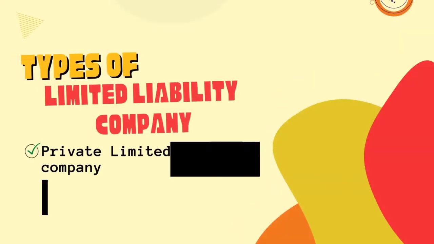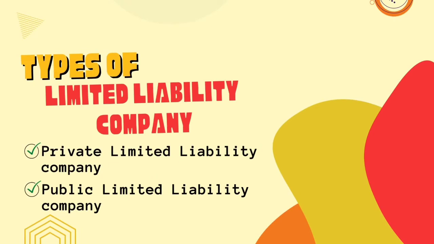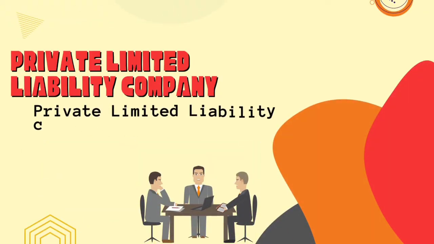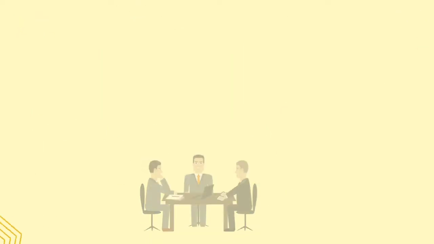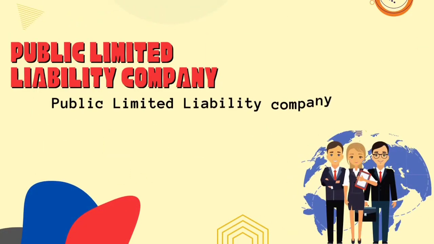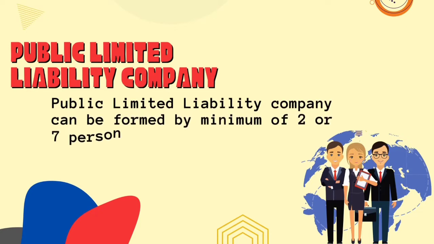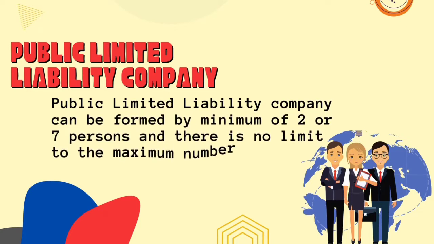There are two types of limited liability company. Number one, we have the private limited liability company and we have the public limited liability company. The private limited liability company has a minimum of two shareholders and a maximum of 50 shareholders. While the public limited liability company can be formed by a minimum of two or seven persons, and there is no limit to the maximum number of shareholders. So from two to infinity, or from seven to infinity, as many shareholders as they can get.